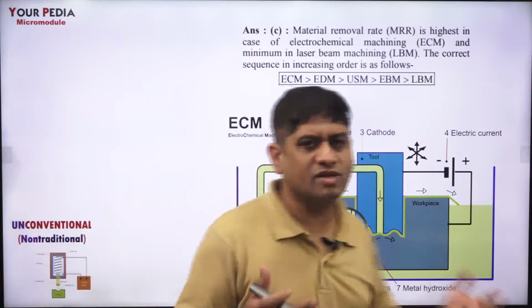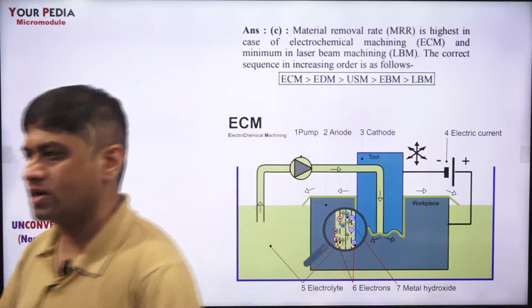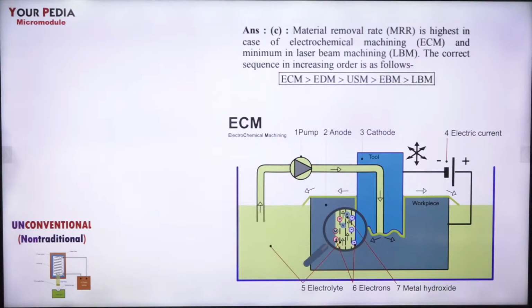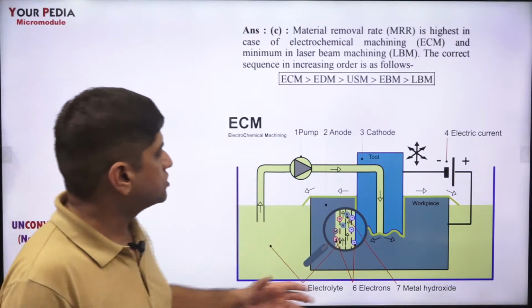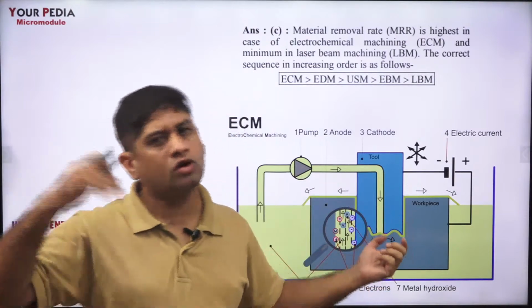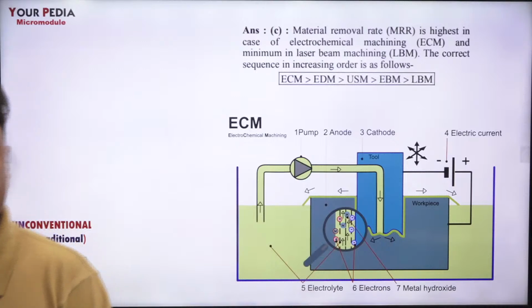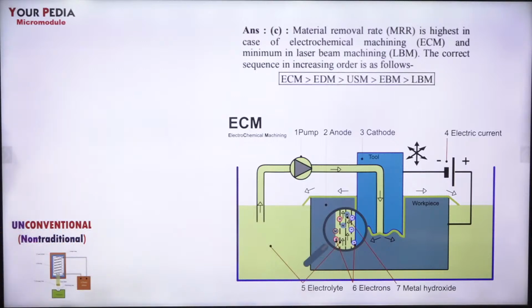You must be knowing there is something which is called electroplating. Its reverse is electrochemical machining. Material removal rate is maximum in that. So a pump is used for this. You are using the pump, and also sometimes he will ask you the question of what is cathode, whether the tool is used as anode or it is used as cathode. That particular thing also you should know.